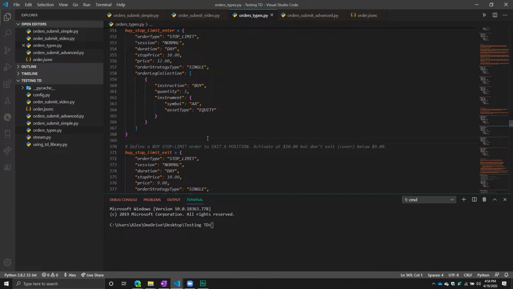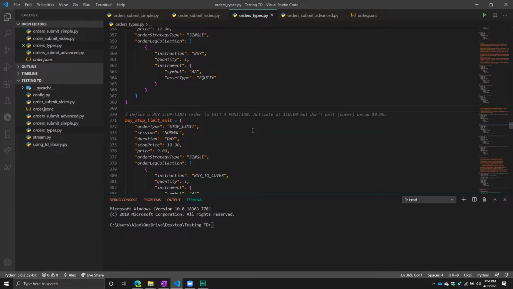Now, additionally, we can use a buy stop limit order to exit a short position. So in this situation, activate at 10, but don't exit above.